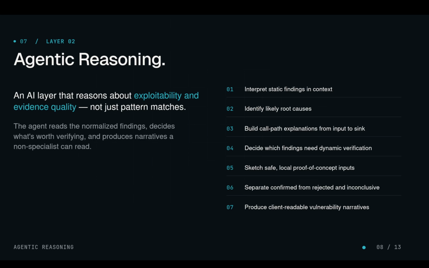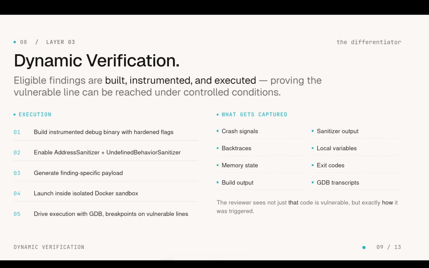It separates confirmed findings from rejected or inconclusive ones, and it produces narratives a non-specialist can read. The important shift here is that the system is reasoning about exploitability and evidence quality. We're not just matching patterns here and reporting a potential finding, we're actually confirming them. This is the layer that makes the platform more than just a scanner.